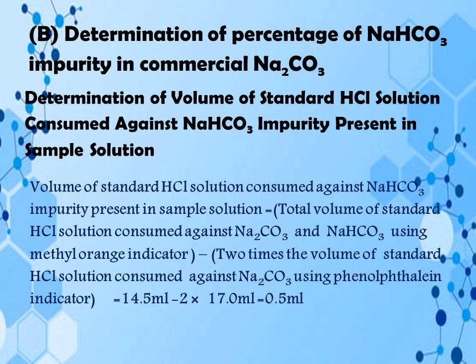total volume of standard HCl solution consumed against sodium carbonate and sodium bicarbonate using methyl orange indicator minus 2 times the volume of standard HCl solution consumed against sodium carbonate using phenolphthalein indicator. So the result is 14.5 ml minus 2 multiplied by 17.0 ml, which is equal to 0.5 ml.